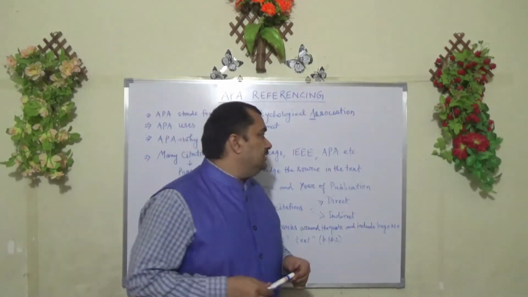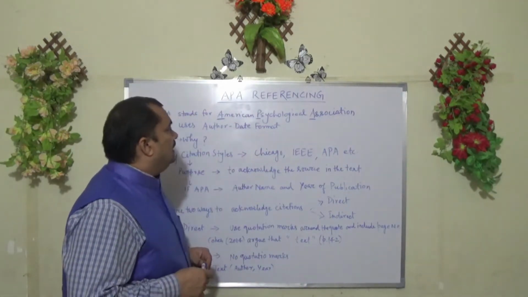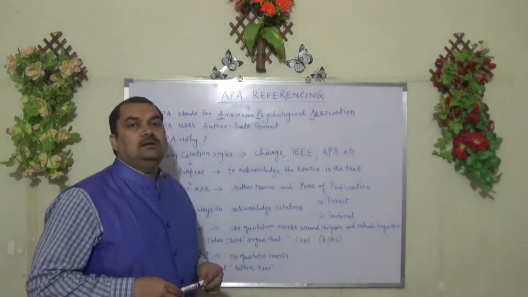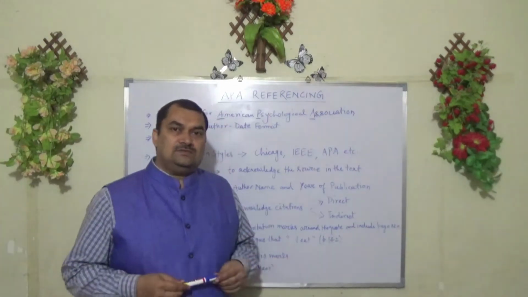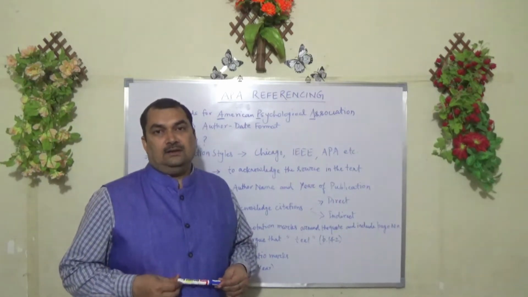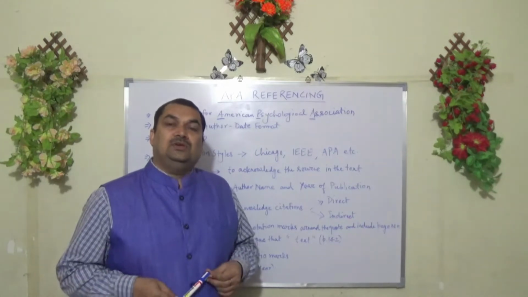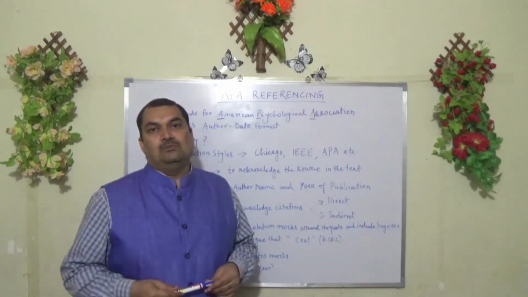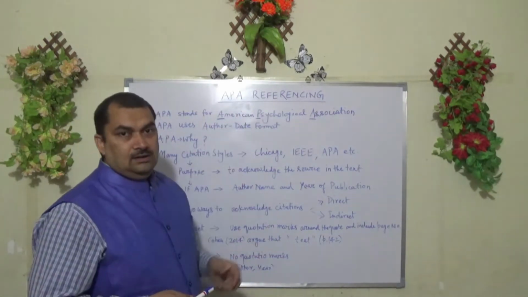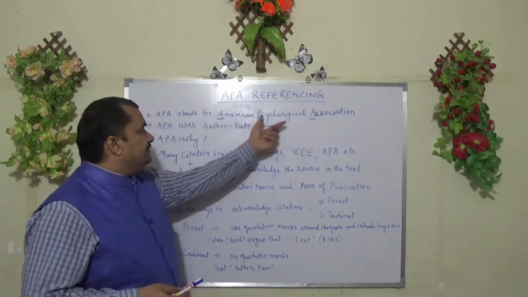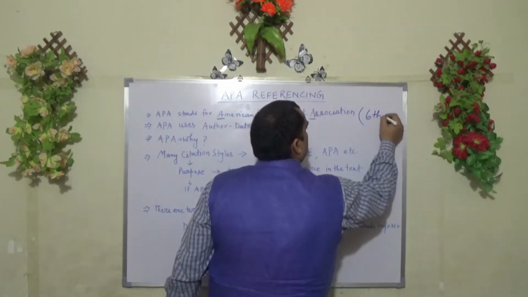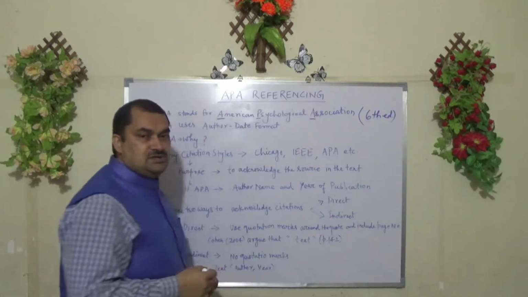So as I mentioned, today we are going to discuss referencing or citation style. There are many citation styles available in our education fraternity, and some of the important ones are APA, Chicago, IEEE, and there are many more. But today the discussion will be on APA referencing, which stands for American Psychological Association, and I am going to specifically talk about the 6th edition.